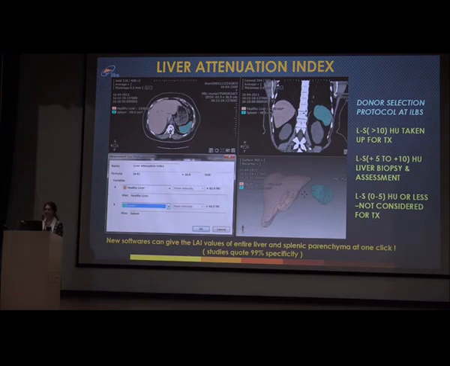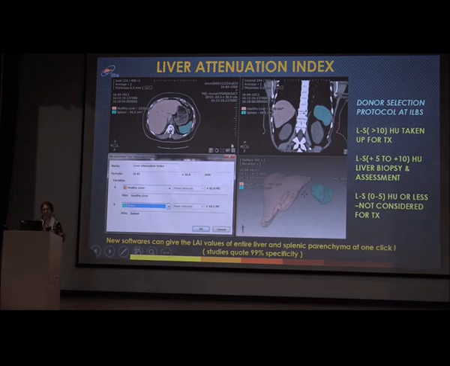gold standard for reference. For donor selection at ILBS, in the initial years we used to use this, and now also we are using the CT values, and it has worked out pretty well, except for a few exceptions which are bound to happen with anything. So we do a donor selection, we take liver minus spleen. If it's more than 10, the patient is fit to go. If the difference is between 5 and 10 HU, then you do a biopsy or an assessment, or you ask the patient to lose weight and come back and you reassess, or you use another modality. And if it is between 0 and 5, it is not considered fit for transplant.